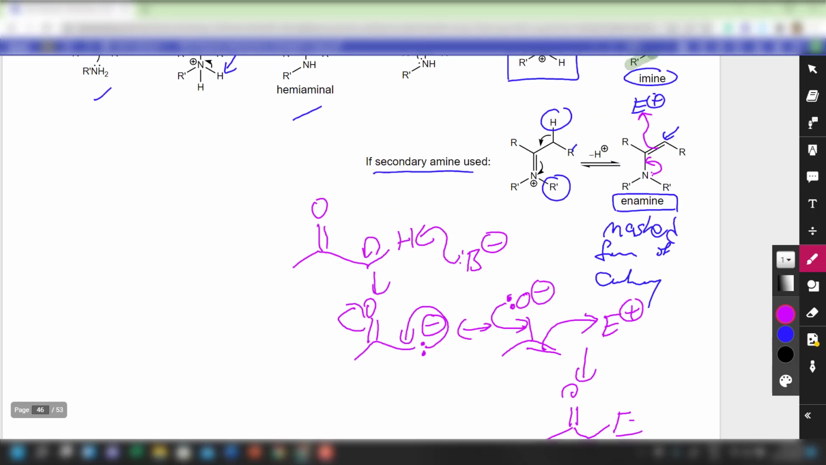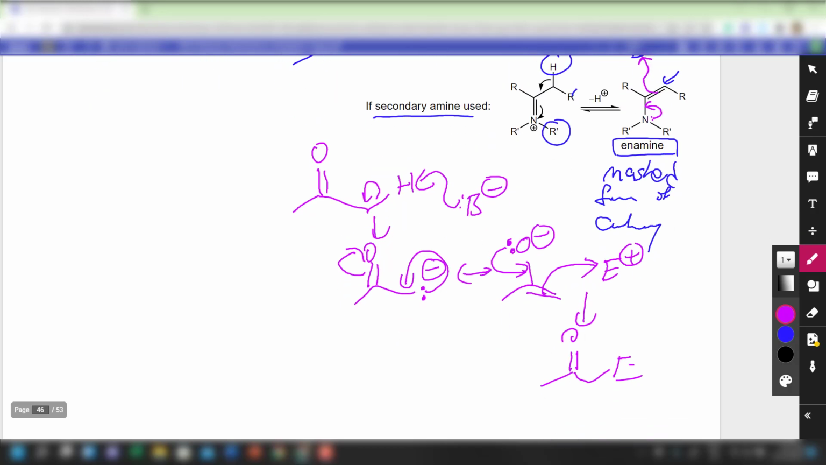Okay, because I'm able to make the alpha carbon nucleophilic, it serves as a way for me to expand my repertoire of synthetic strategies. That means I can potentially make a lot of new compounds from here. However, there is a drawback.